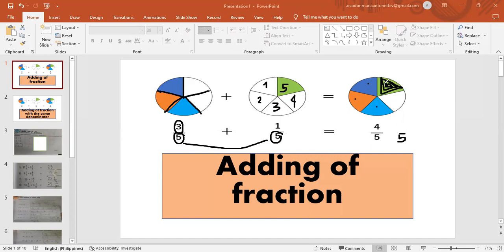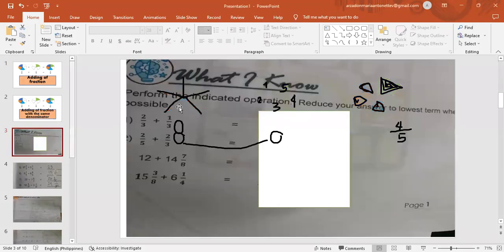So let's count now how many are shaded from one circle with 5 parts. 1, 2, 3, 4. So 4 only. That is 4 shaded over 5 parts in one circle. That is what we are going to do with the same denominator. Okay, let's try this one using our module.